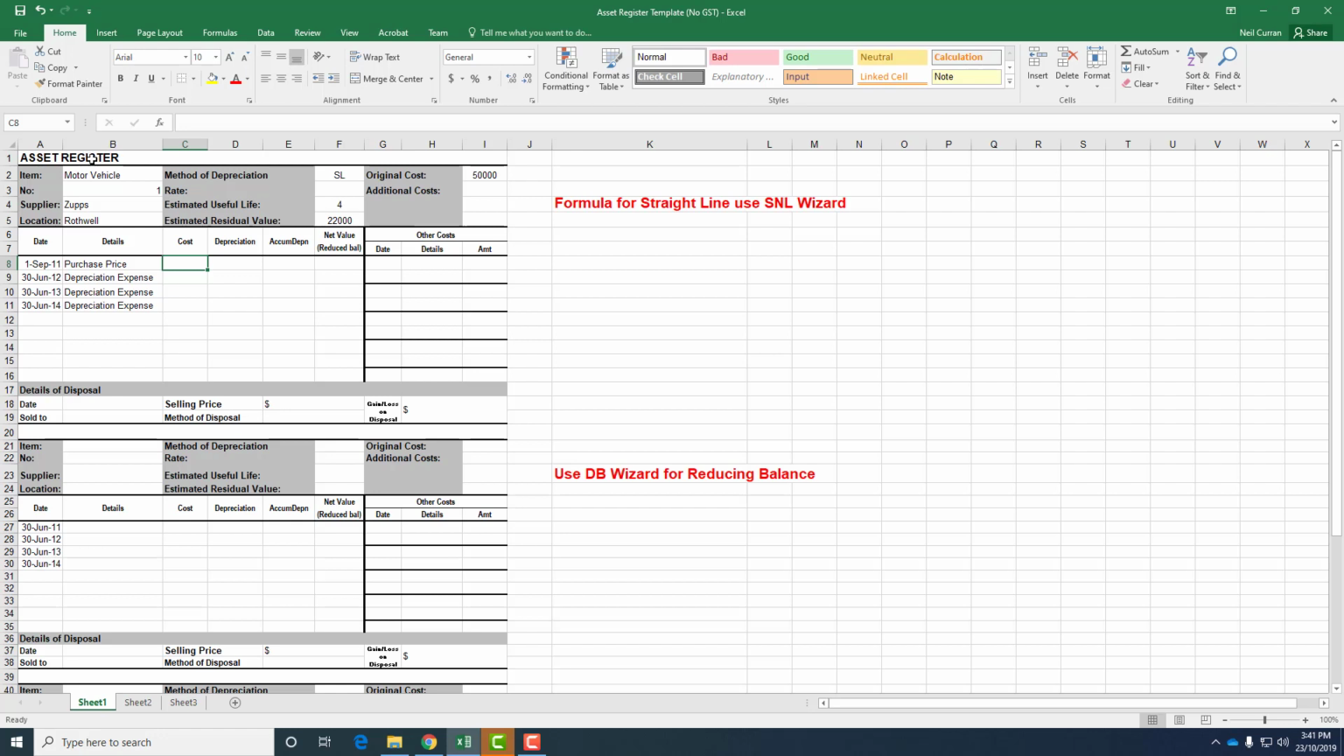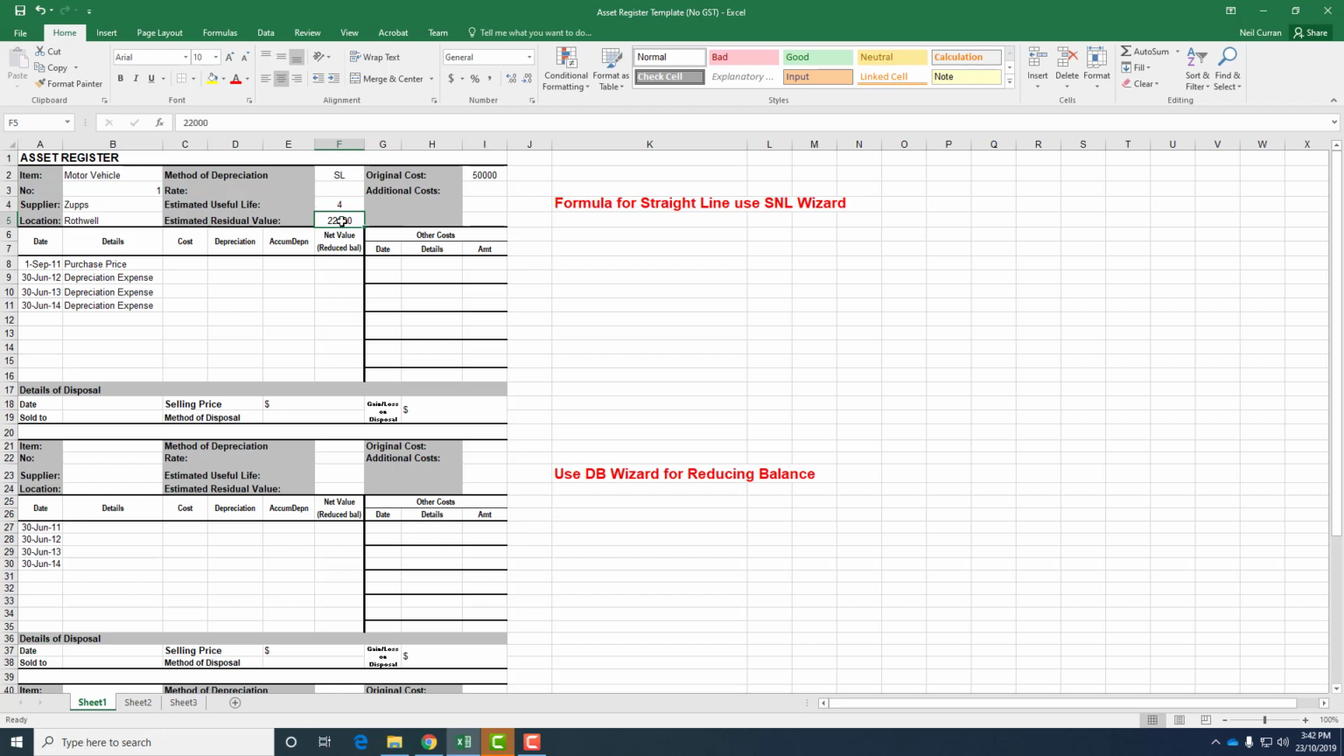Now all of this information is in your student workbook, but basically what is entailed in the asset register, firstly what the name of the asset is, what number it actually is, who it's come from, and where it's actually located. Over on this side you'll put the method of depreciation, so it's either going to be straight line or diminishing balance. With diminishing balance you will actually have a rate there. Estimated life will be given in the question, on how many years the asset is expected to be used for, and residual value.